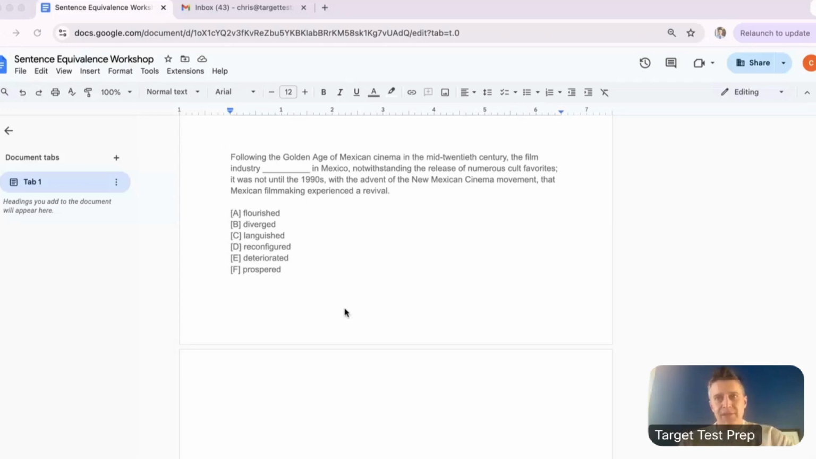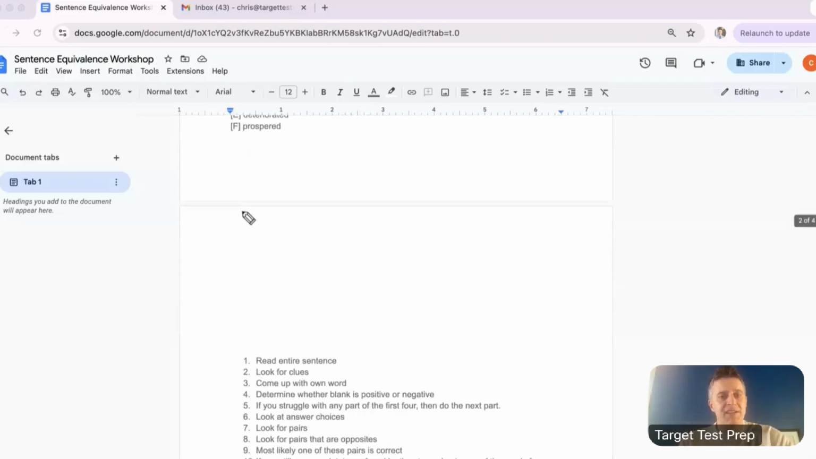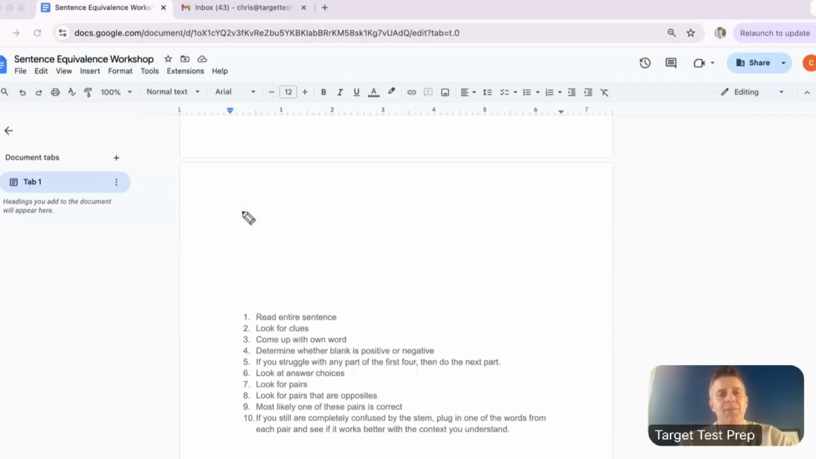So there we have it. Those are the steps that I followed to be able to get to this point. Now, I'm going to walk us through these steps a little bit just so we can codify this, kind of embed this a little bit in our memories and into our processes. So the first one is to read the entire sentence. Second one is to look for clues in the sentence the way we did with revival. Then come up with your own word. We didn't quite do this at this time because we were just looking for positive and negatives.